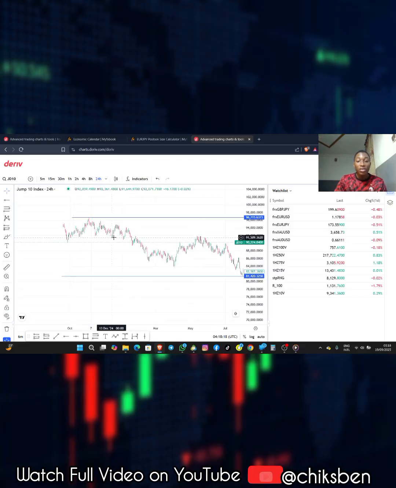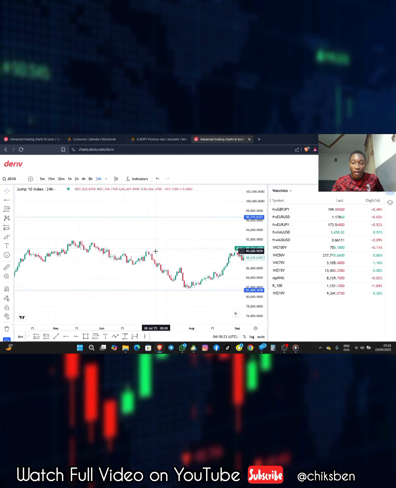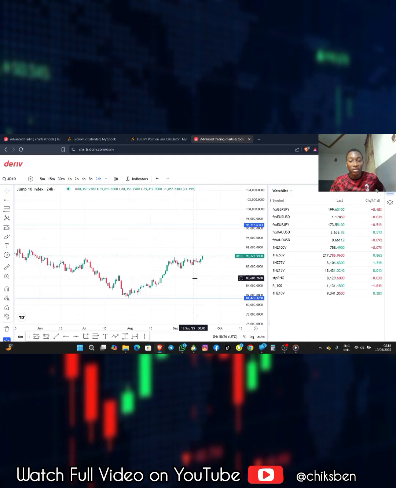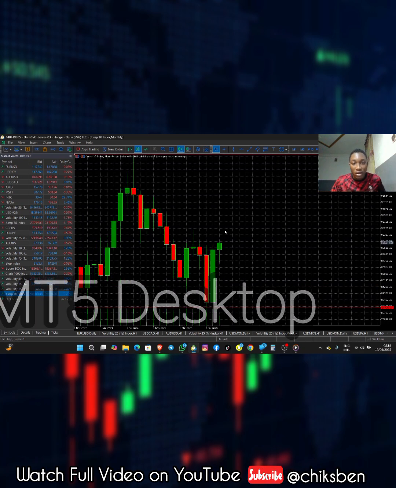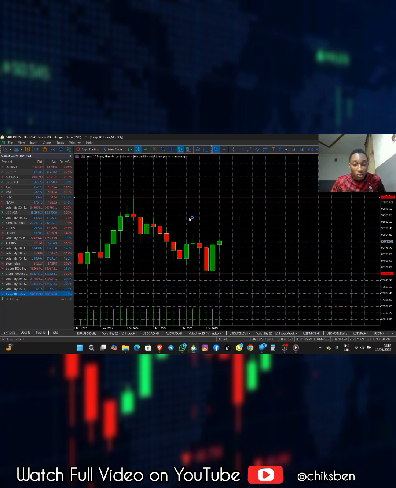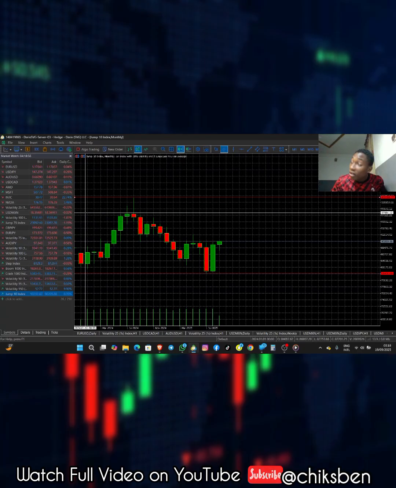So this is where MetaTrader 5 desktop comes in. I don't analyze there. I find the Reef more suitable for analysis, but I just go there to identify the trend. So let's go to this MetaTrader 5 desktop. I'm going to put in Jump 10 Index here. Now remember the derivative chart showed us September as the last one. So let's see September of 2024.